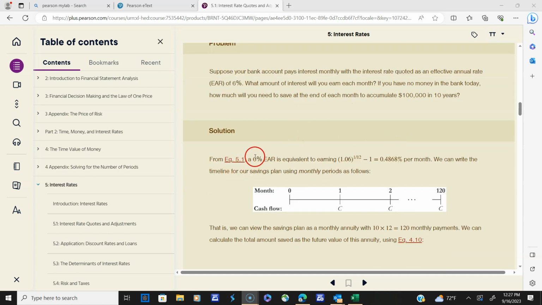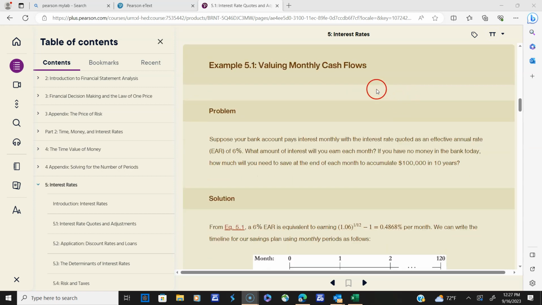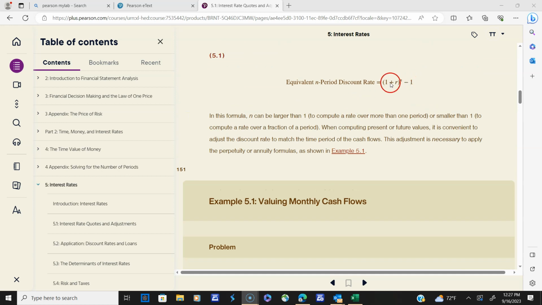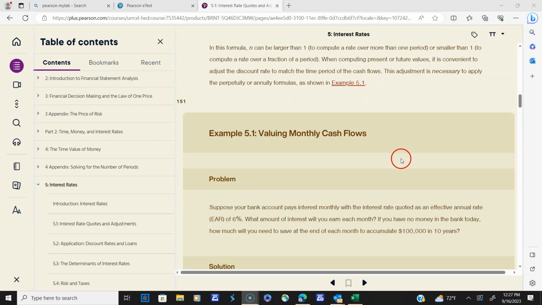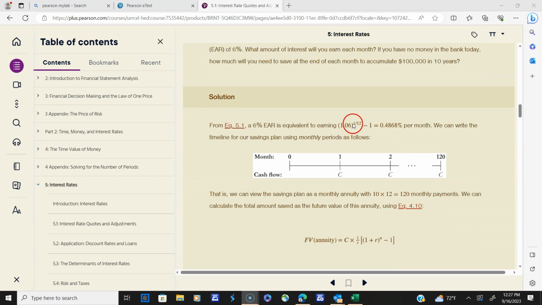So from equation 5.1, a 6% effective annual rate, which is what they gave you, is equivalent to earning... Now you see how they use this equation up here? They put a 6%, and to the 1 over 12 power, minus 1. Now you can do this because this is an effective rate. So we're just applying equation 5.1 here. So this is 0.4868% per month, okay?